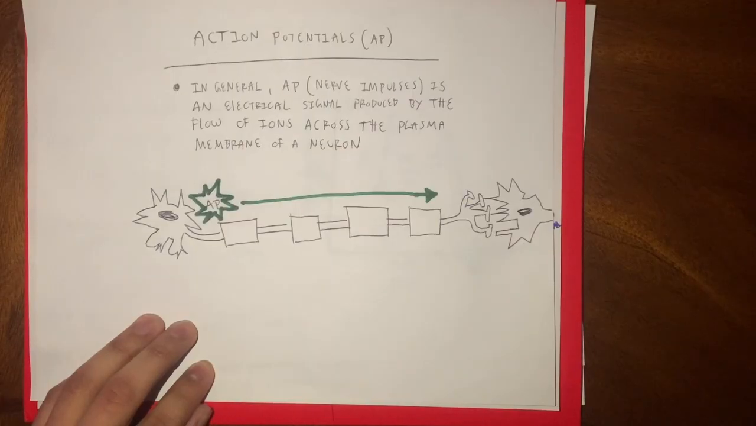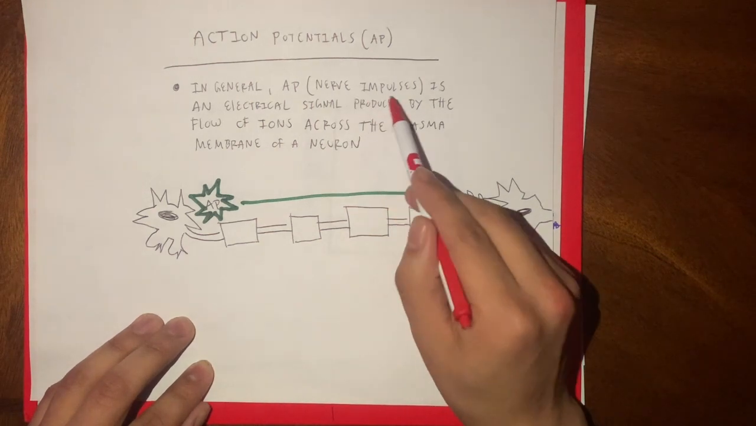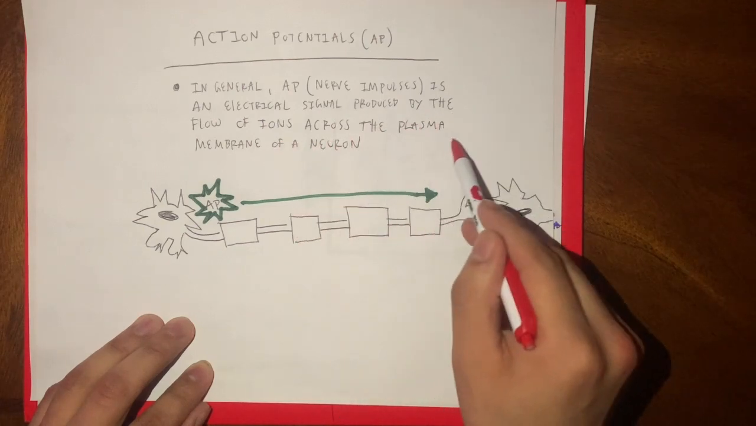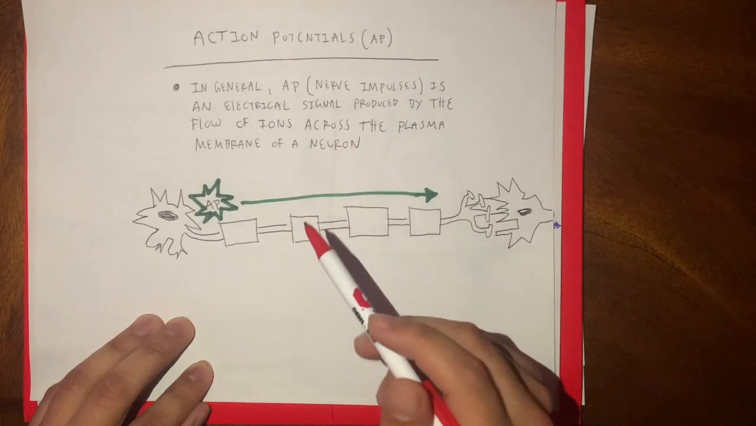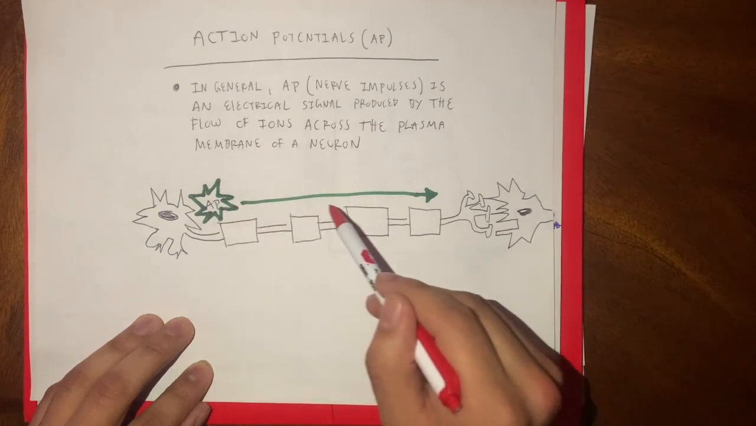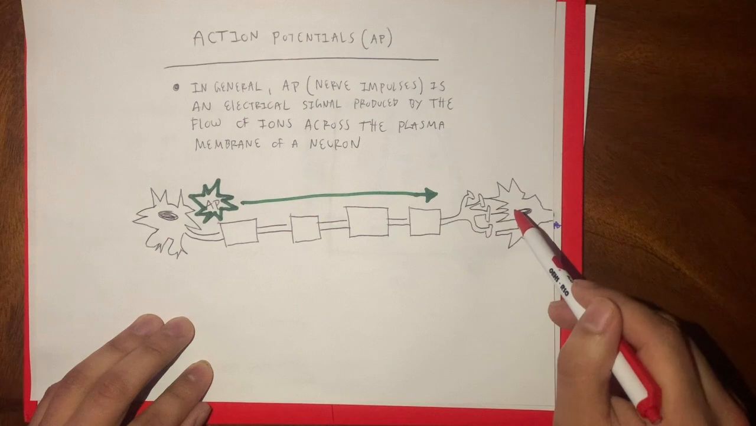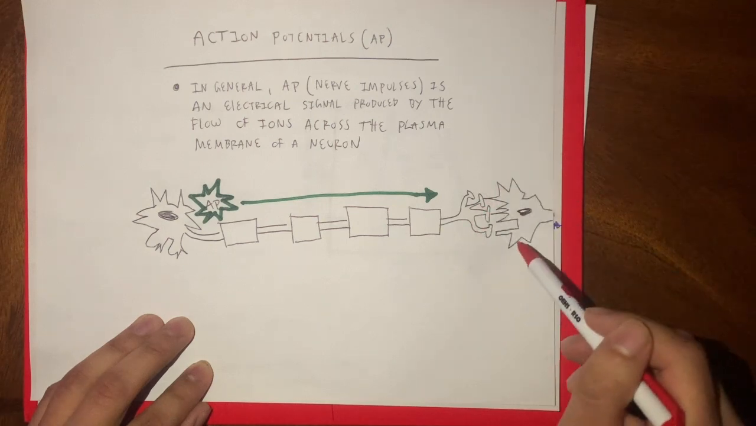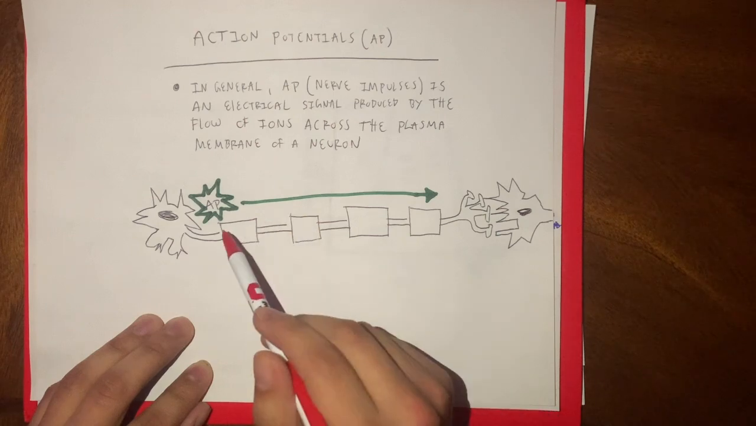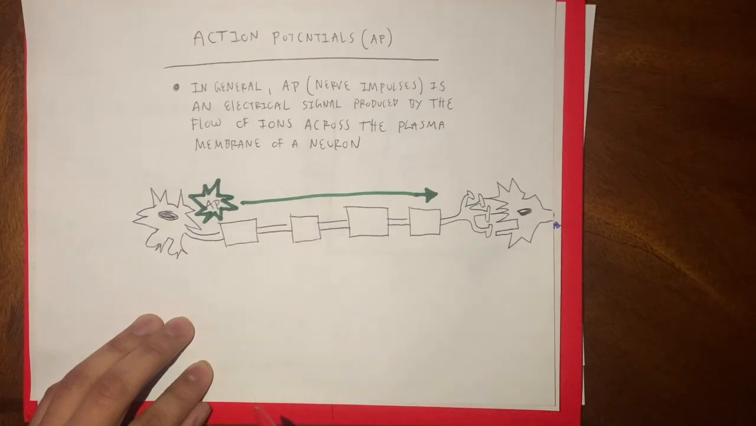Now, for part 2 of the video, we will be going over action potentials. An action potential, or a nerve impulse, is an electrical signal produced by the flow of ions across the plasma membrane of a neuron. Here I have drawn an action potential traveling down the axon, where it will eventually synapse with another neuron. This whole process plays a central role in cell-to-cell communication in the nervous system.